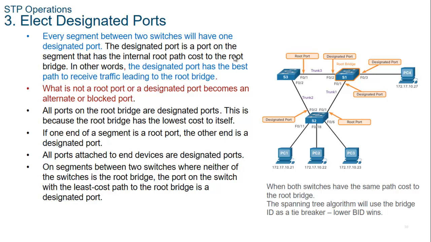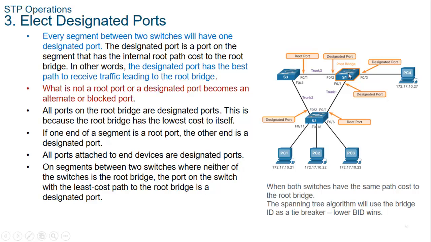After you have elected root ports, you now have to elect designated ports. Every segment between two switches will have one designated port. The designated port has the best path to receive traffic leading to the root bridge. What is not a root port or a designated port becomes an alternate or blocked port. All ports on the root bridge are designated ports. This is because the root bridge has the lowest cost to itself. Of course, the cost to itself is 0.